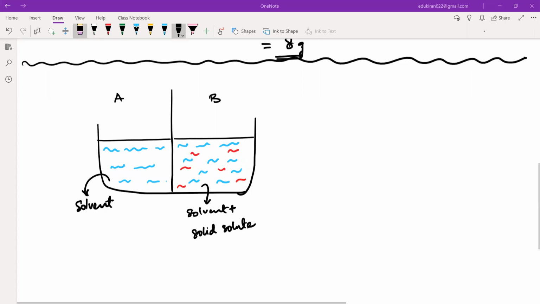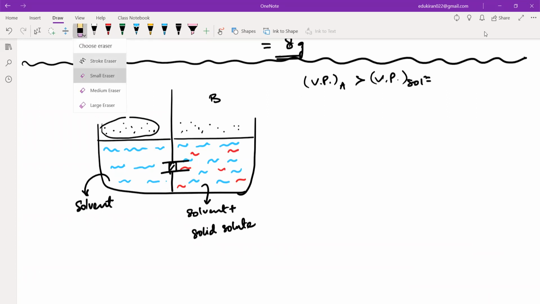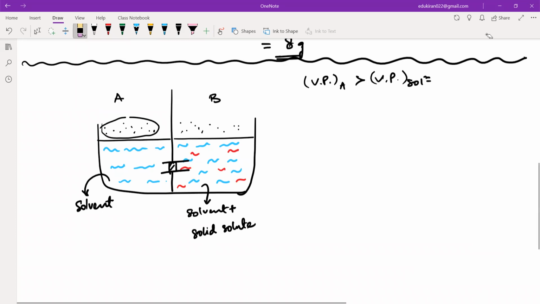Very good. Now please listen very carefully. The vapor pressure of A will be higher than that of B. So here we are having some vapor pressure. Here also we are having some vapor pressure, but whose is higher? A's vapor pressure is higher. So the pressure on this side is higher than the B side. First point is vapor pressure of A is greater than vapor pressure of the solution. Now, if the pressure here is higher, then what is going to happen?